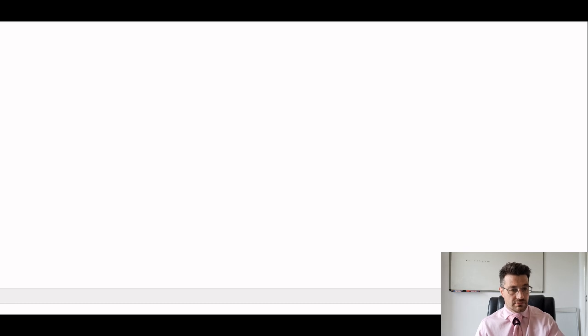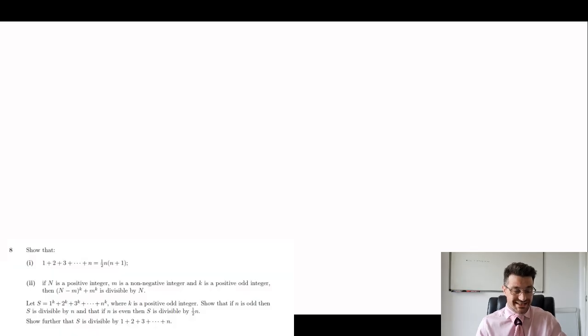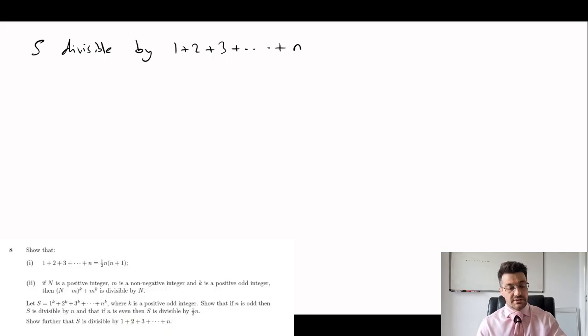So now we move on to the final part of this problem, which is show further that s is divisible by 1 plus 2 plus 3 plus up to n. Okay, so this is where you've got to remember what we've done in the first part.